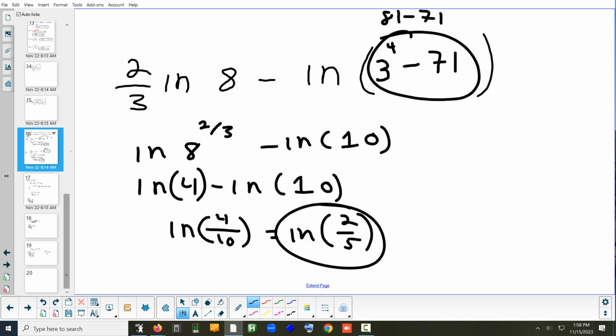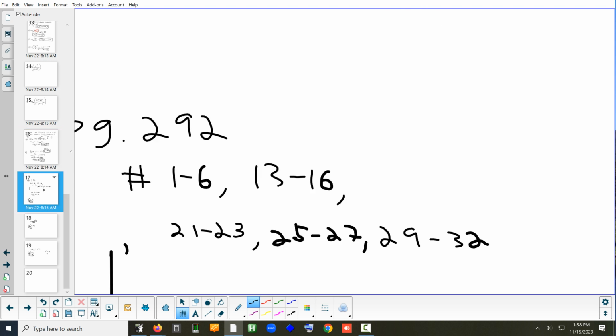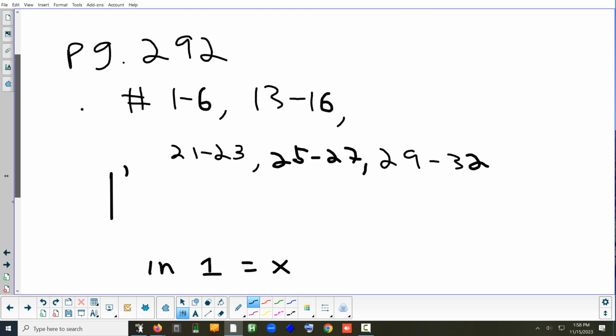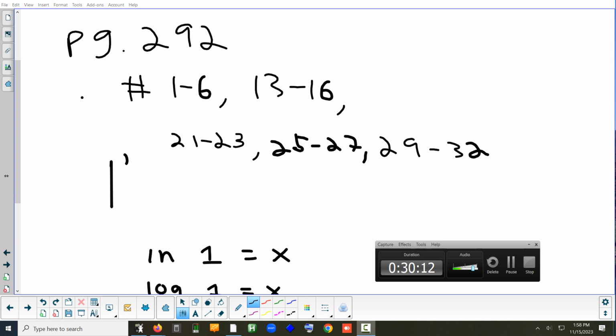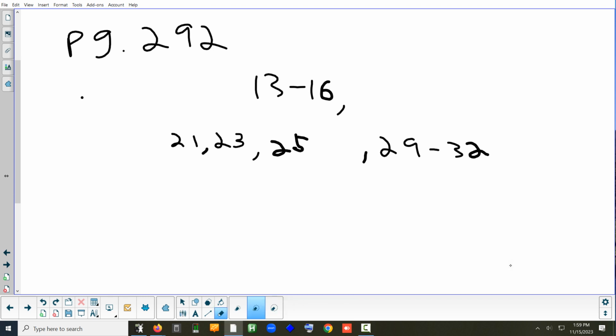Okay, so let me just fix this first. We're going to look at a little of 5.5, but I'm going to pause. Okay, so page 292, 13 to 16, and then 21, 23, 25, and then 29 to 32. I think it's 11. It might be like 10 or 11 questions.